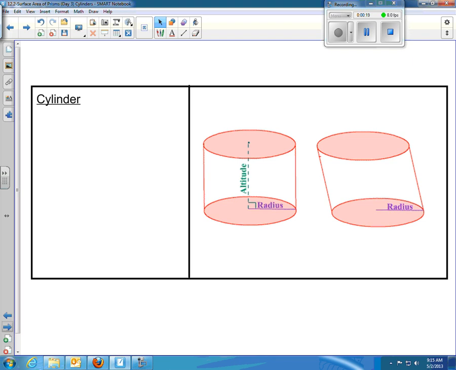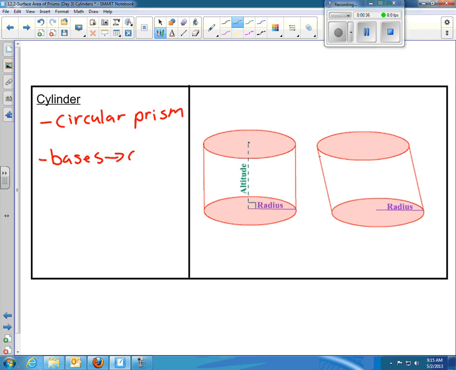All right, so let's first just talk about what a cylinder is. A cylinder is like a circular prism. The only difference here is we only have one lateral face. Our bases are obviously circles, and we only have one side. It's a continuous, curved rectangle. If we were to slice down the edge of a cylinder and open it up, that lateral face is actually going to be a rectangle.